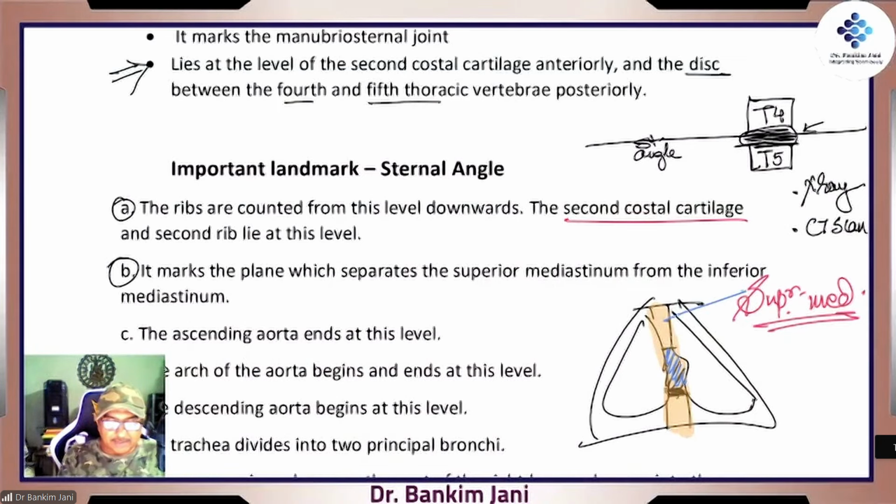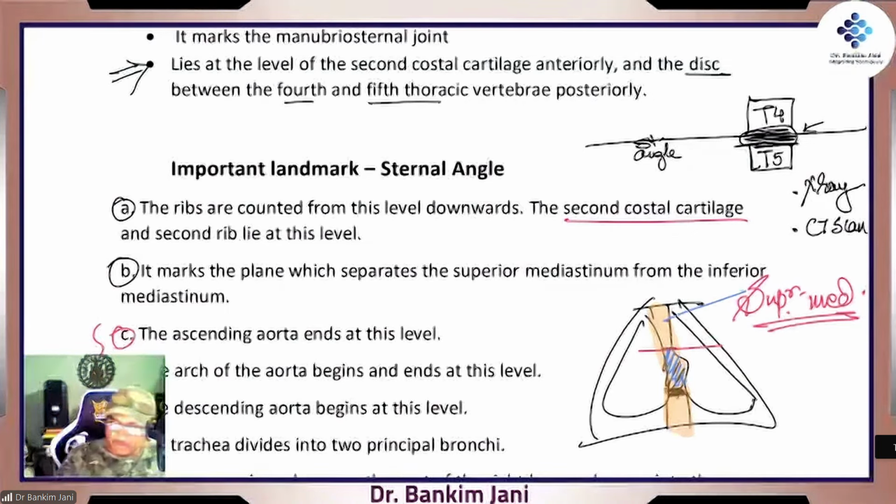So it marks the plane which separates the superior mediastinum from the inferior mediastinum. Over here, this is the level: the superior mediastinum, and below it is called the inferior mediastinum. The mediastinum is something you see when you dissect. So just by knowing that angle of viewing, you know exactly where you are, marking it. Then C, D, and E.